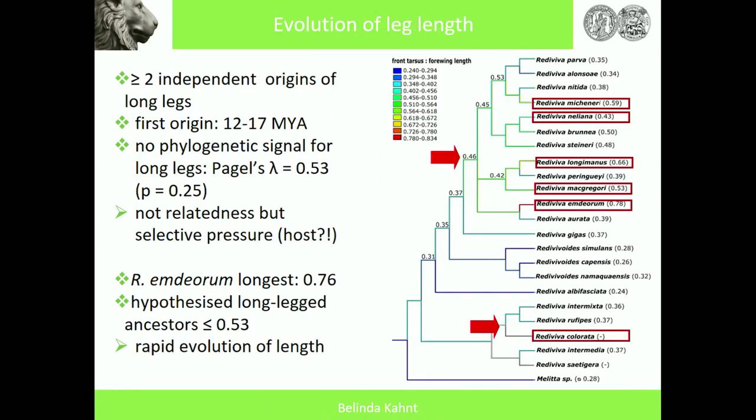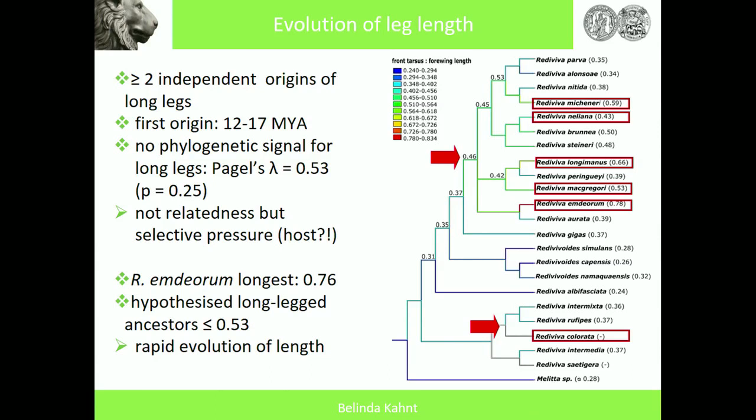The next thing we did was map the relative leg length onto the tree that I've just shown you, and it looks like there must be at least two independent origins of long-legged bees, which I highlighted here again in red. When we dated the first origin of long legs, it was around 12 to 17 million years ago, much later than the origin of the whole Rediviva clade, suggesting that the ancestor of the clade must be a short-legged one.